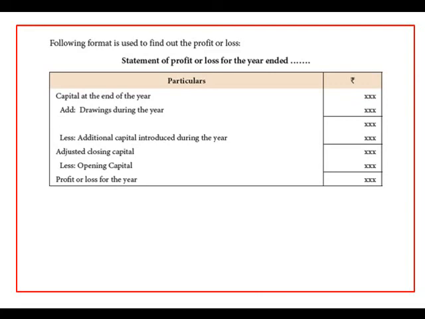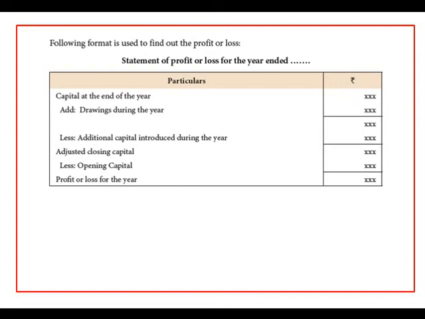We have to add the drawings and we have to deduct the additional capital. And in the end, we have to deduct the opening capital. If the opening capital is less than the adjusted closing capital, we will get a profit. If the opening capital is greater than the adjusted closing capital, that is a loss.